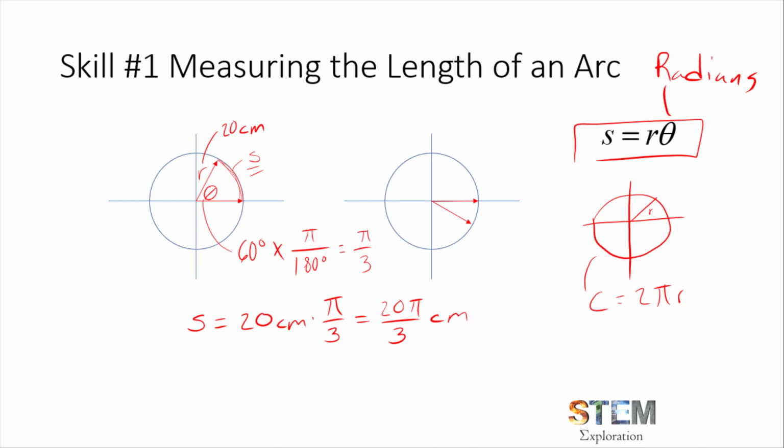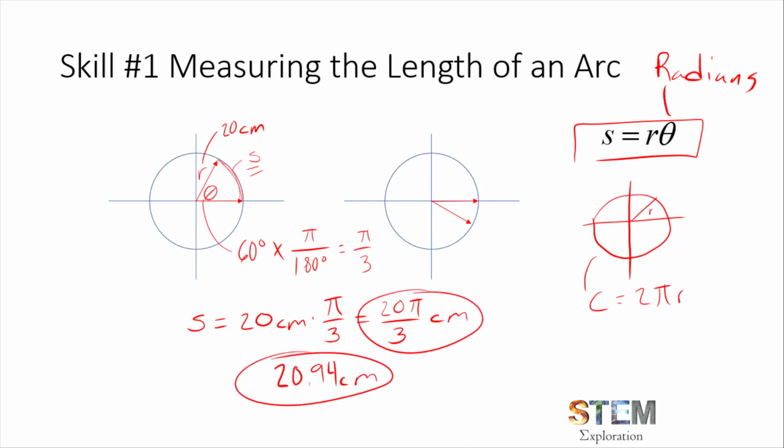If you want it to the nearest hundredth or thousandth, depending on what the problem asks, you can plug these values into your calculator, and you would find that the arc length, to the nearest hundredth, is 20.94 centimeters. And you can do that as well. Depending on the situation or circumstance, we can find some of these given values, and we can do the same thing here.